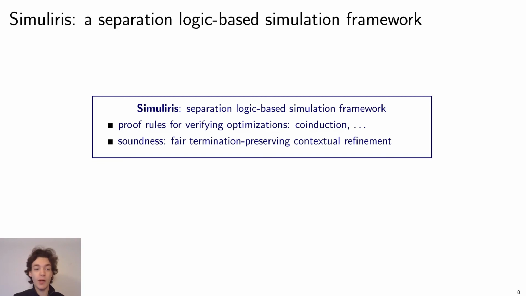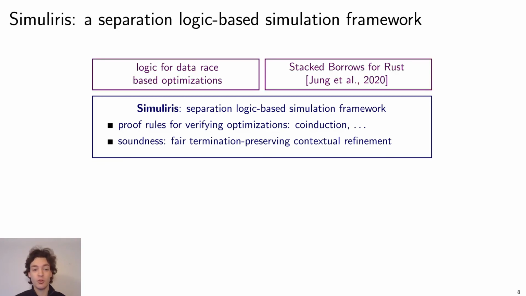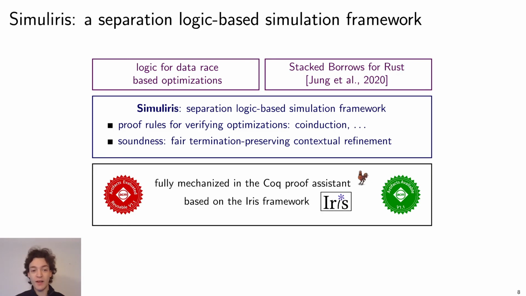And using Simuliris, we've defined two domain-specific logics on top. First, a logic for exploiting data races as in the example before. And secondly, we have re-implemented and extended the simulation logic from the Stacked Borrows paper by Jung et al. Finally, all of this has been fully mechanized in the Coq proof assistant using the Iris framework, and our Coq artifact is freely available and has been deemed reusable.